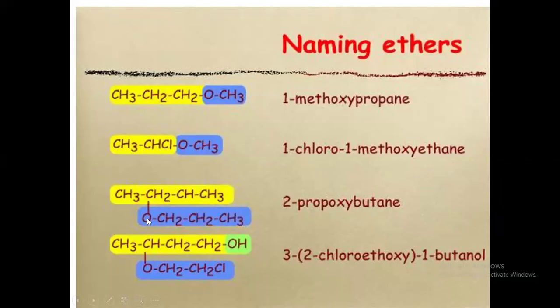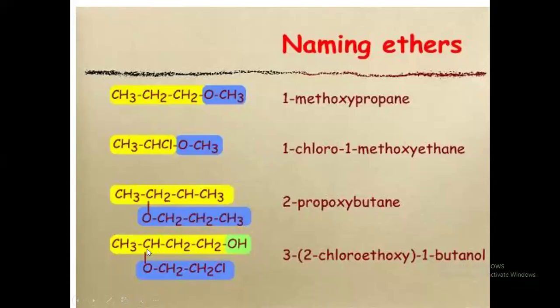And then the oxygen is on carbon what? Carbon 2 of the butane. The oxygen is attached to carbon 2. This is butane, 4 carbon. So it is a 2-propoxybutane. 2-propoxybutane.